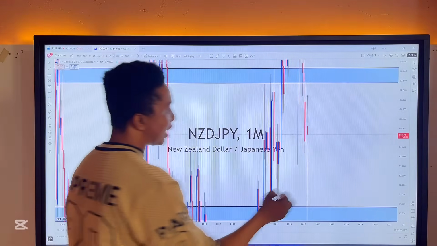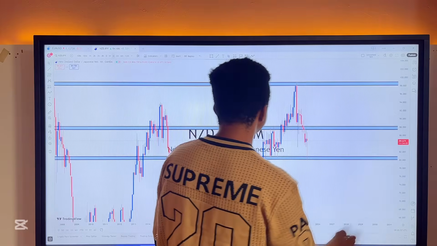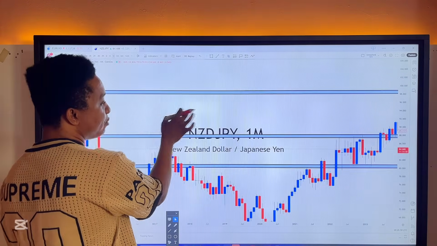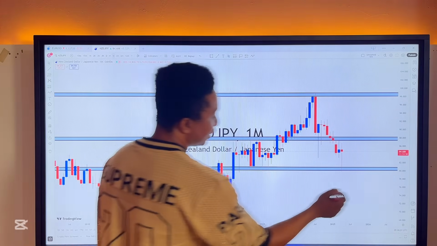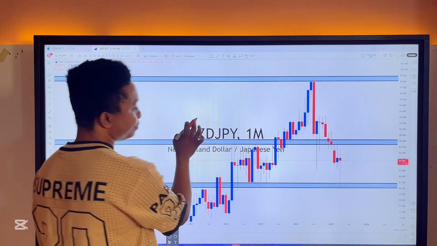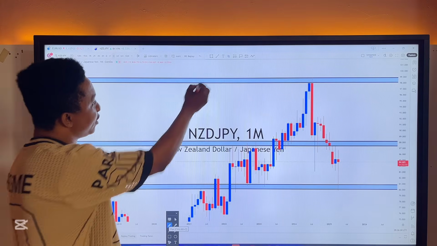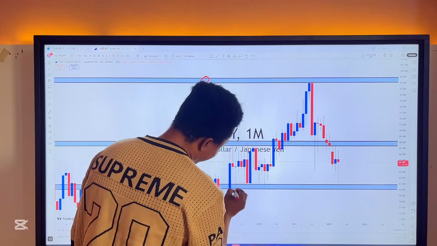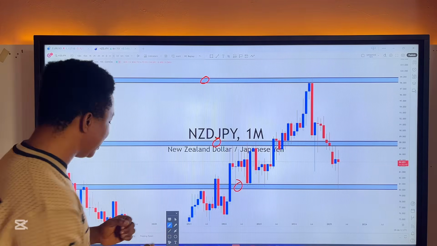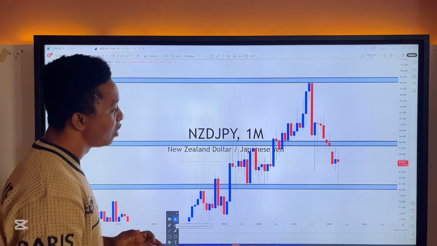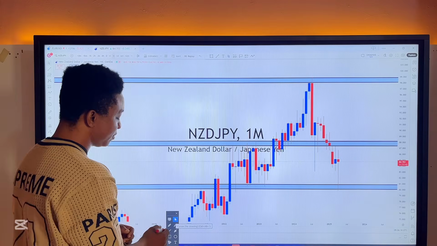All right, so this is NZD JPY also on the monthly time frame. So NZD JPY on the monthly time frame, let's put meaning into it as usual. All right, so on the monthly time frame of NZD JPY, we have the monthly upper, the mid-range, and then the lower zone. What exactly is happening on the monthly time frame?